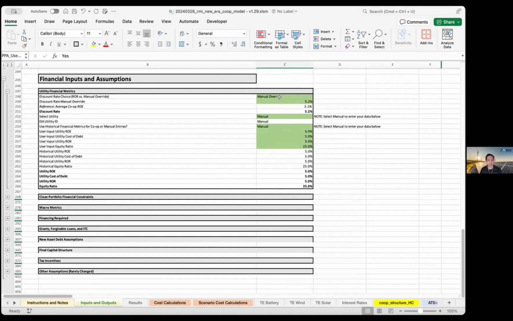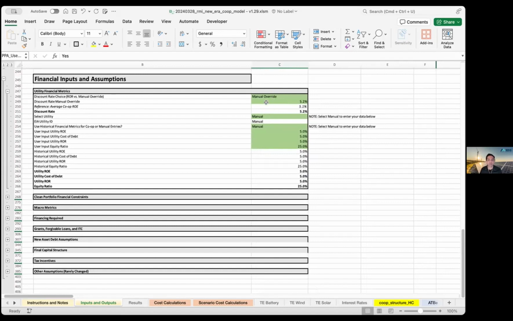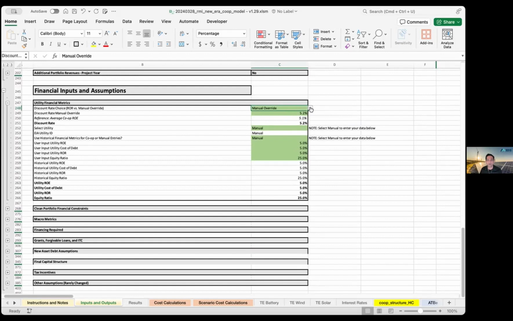The first, there are really only two sets of financial metrics that we use in the model that are related to your utility itself. The first is we need you to enter in a discount rate. That discount rate can be taken to be from a couple of different choices. One, you can use a rate of return, your ROE or other ROR as the choice, or you can instead make a choice to put in a manual discount rate.